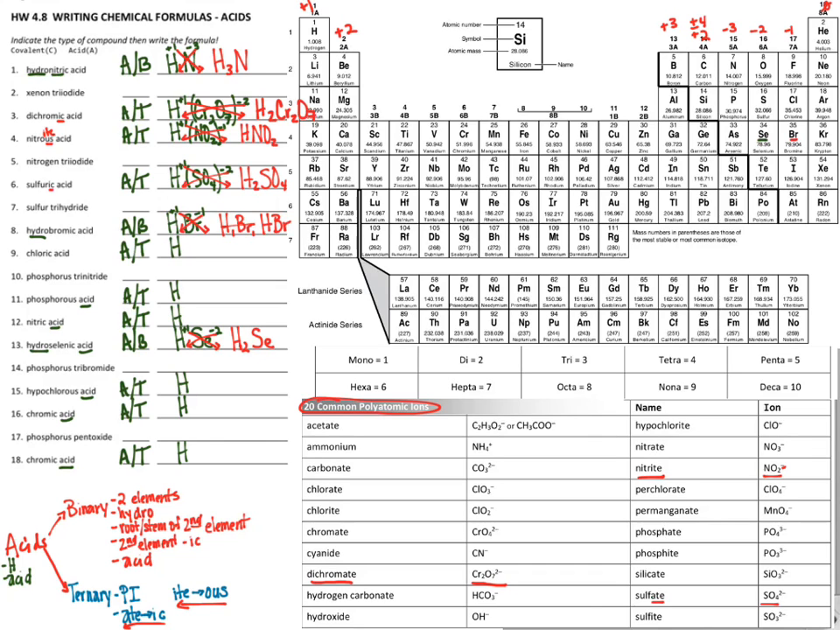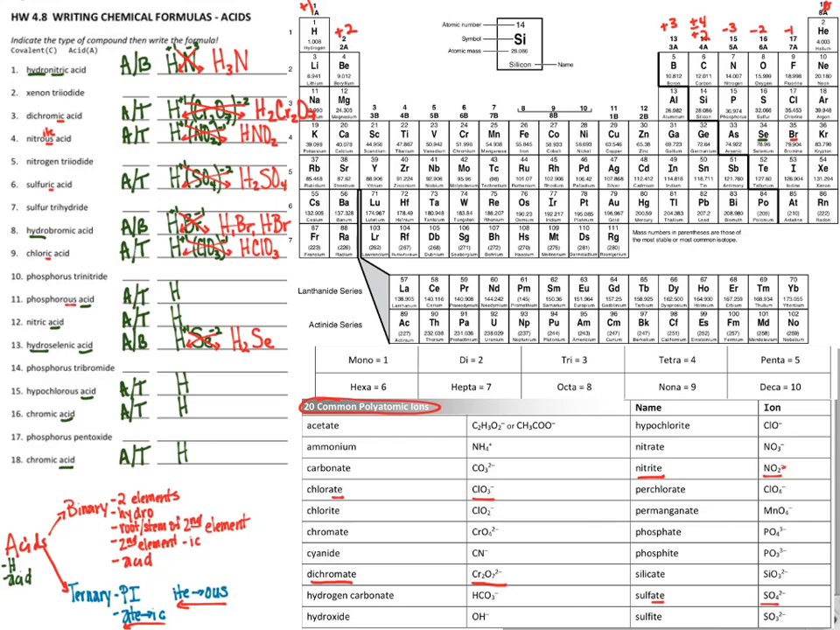Okay. Next we have chloric acid, and again, ic means we're going back to chlorate. Look at my table. Chlorate is right over here. ClO3, and it has a negative charge 1. Hydrogen is +1. I'm going to crisscross those charges. So my formula is HClO3. And again, I don't need parentheses because there's only one of those polyatomic ions.